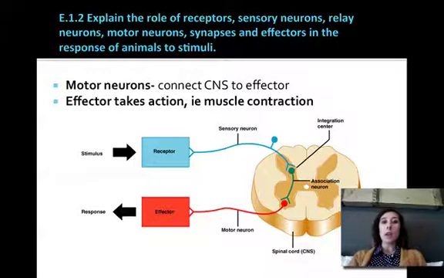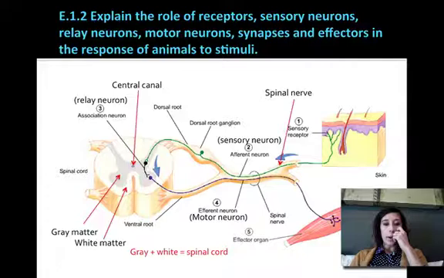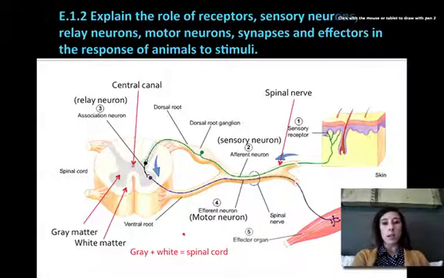So if I touch the hot stove, the effector muscle is going to contract. And you will see, for example, we know that the bicep is going to contract. You're going to see that the tricep is going to relax, and there will be a nervous signal that's sent to that to say, okay, you need to relax. But in essence, the effector is going to be able to contract that muscle. So real quick, just to kind of run through that one more time.